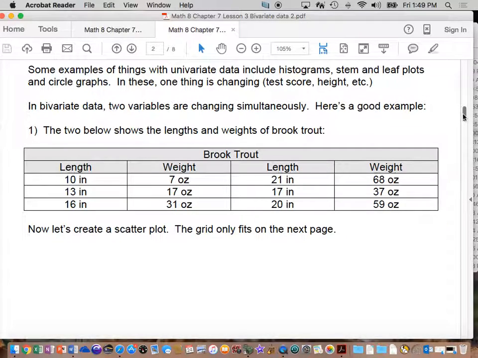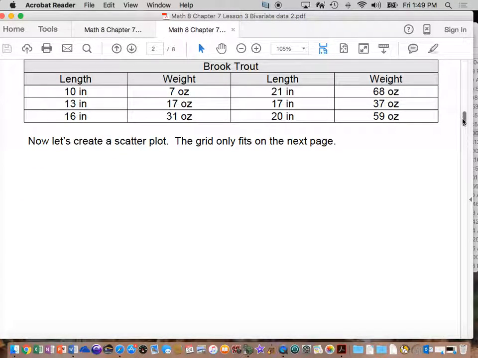Now, how come this is bivariate? Remember, bivariate means 2 things changing. How many things are changing in this table? It's 2. This is length and weight. I just wanted to squeeze the table down a little bit. So because there are 2 things changing, length and weight, I should say bivariate. Now that means that you can create a graph. So here's how we do it. It's called a scatter plot, okay? What does scatter mean?